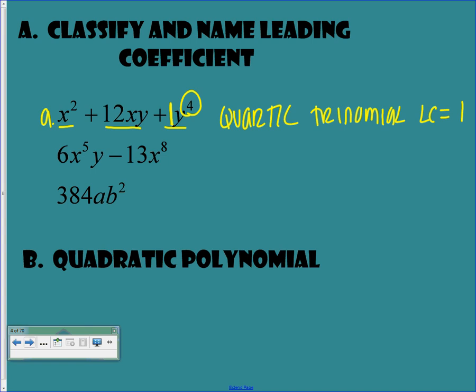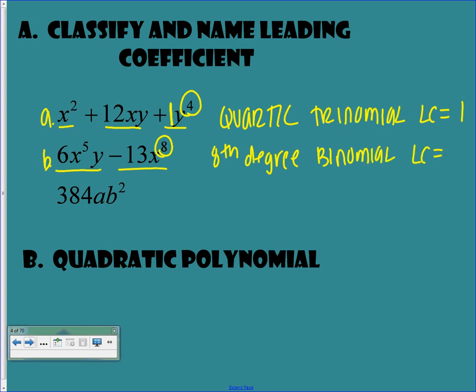Part B here, largest exponent I see is an 8. We don't have anything special for that, so I'm just going to call this an 8th degree. Next, I want to know how many terms I have. I have 2 things to underline, so that is a binomial. And then the leading coefficient is the coefficient on the one with the largest exponent. Make sure you watch the negative. This is a negative 13 for our leading coefficient.